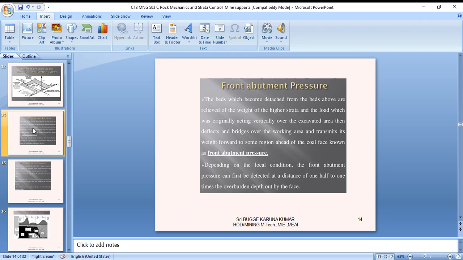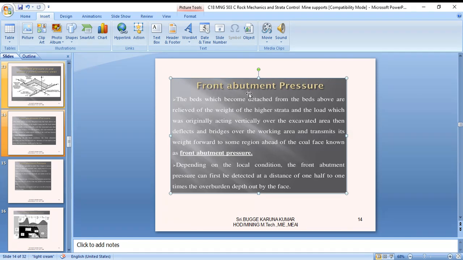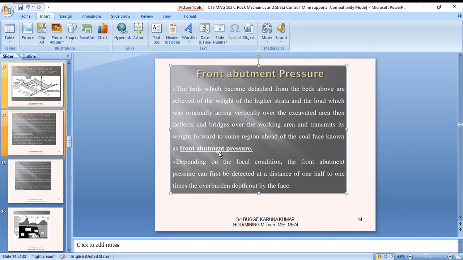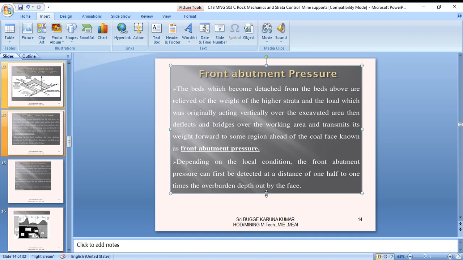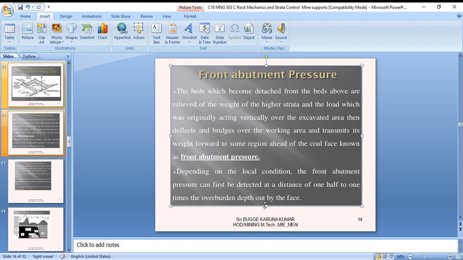And the front abutment pressure: the beds which become detached from the beds above are relieved of the weight of the higher strata, and the load which originally acted vertically over the excavation area is then deflected and bridged over the working area, or transmits its weight forward to some region ahead of the coal face, known as the front abutment pressure. This is the exact definition of the front abutment.